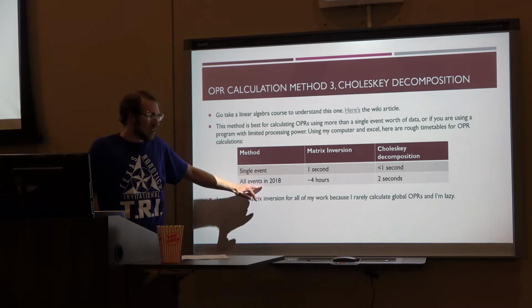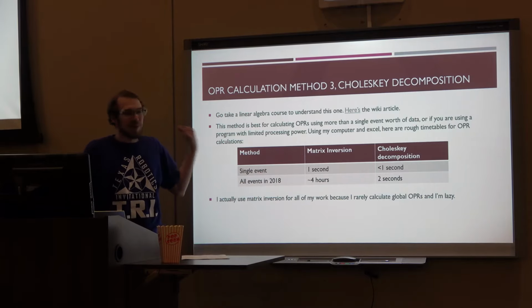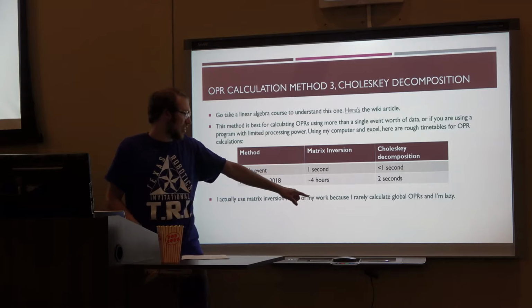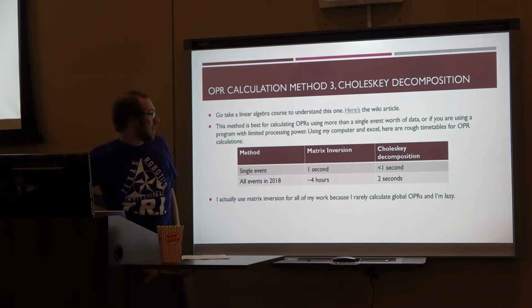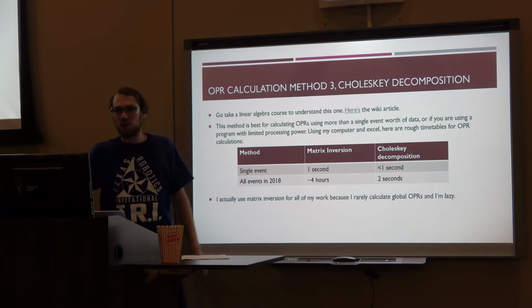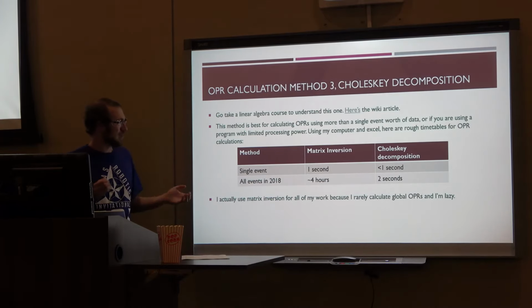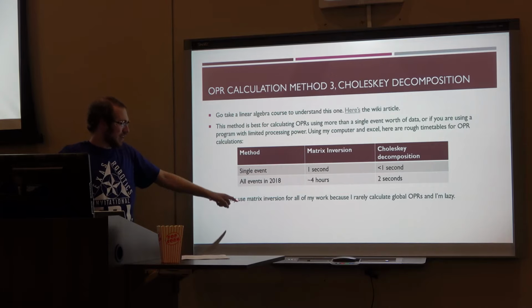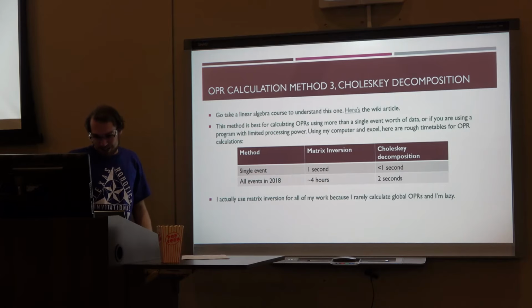When I looked at all events and all teams in 2018 and ran the method we just did, it took about 4 hours or so to run that all on Excel on my laptop. And Cholesky decomposition takes on the order of a couple of seconds. So just keep that in mind. There are superior methods, but I'd like you to take a linear algebra course before I try to explain Cholesky decomposition.